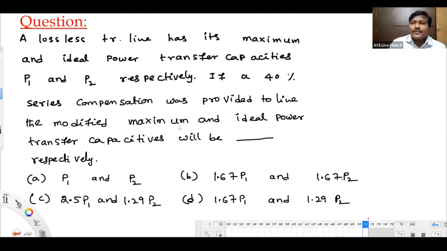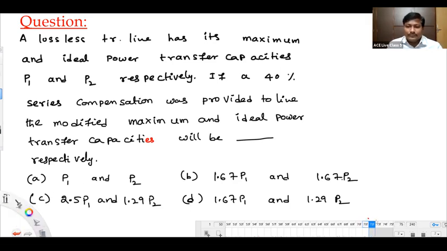Okay, please check this one. A lossless transmission line has its maximum and ideal power transfer capacities P1 and P2 respectively. If 40% series compensation was provided to the line, the modified maximum and ideal power transfer capacities will be dash respectively. I've given some options here. Check it quickly.